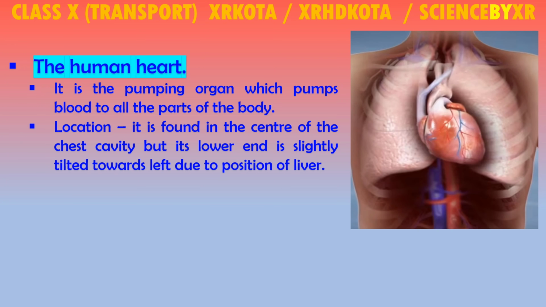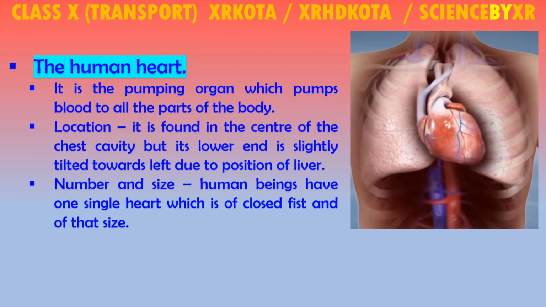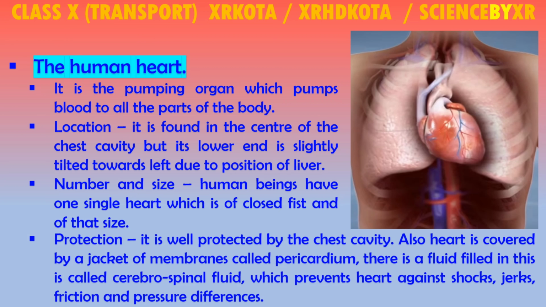Location: the heart is located in the chest, at the center of the chest cavity. Its lower end is slightly tilted toward the left, but the heart is actually located at the center of the chest cavity. Number: the heart is only one. Size: it is of close fist shape and size. Protection: the heart is well protected by the sternum, a bone which is found in the center of the chest, then the ribs, the vertebral column at the back, and the shoulder bones on the top.